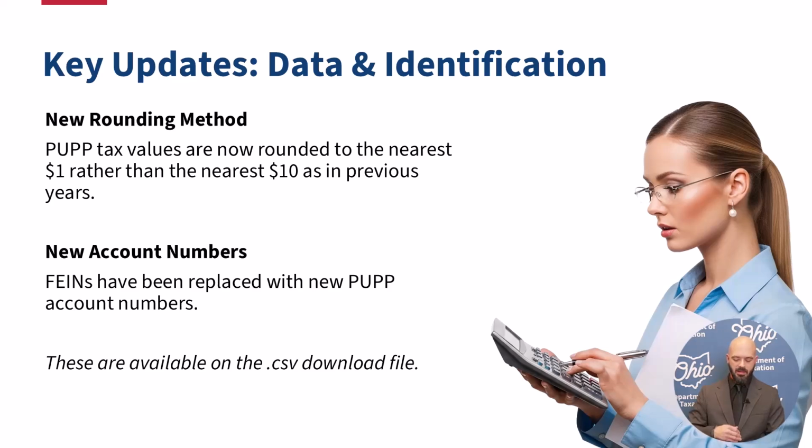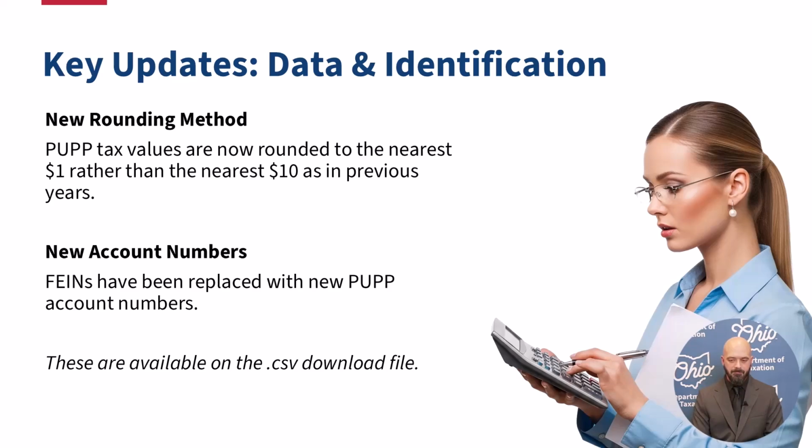So before we take a look at getting into the system, we'll go over a couple of the new things for public utility property specifically. This year, as opposed to previous years, PUPP values are now rounded to the nearest dollar. Previously, they were rounded to the nearest $10. Due to the upgrade of the new system, we are now rounding each taxing district to the nearest whole dollar.